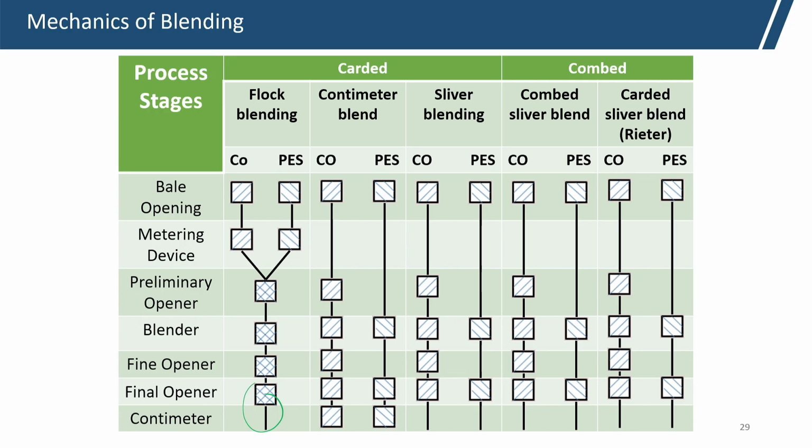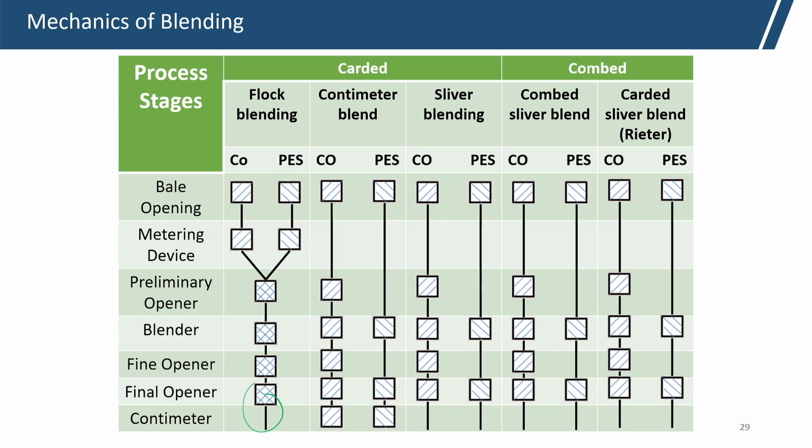Next is that contimeter blend, like is using carded one, where polyester and cotton are separately processed, and then at the contimeter they are separately weighed and blended. Now, you can see here for this cotton we need preliminary opening, in polyester we do not need preliminary opening, and then through the blender, that is another beating.